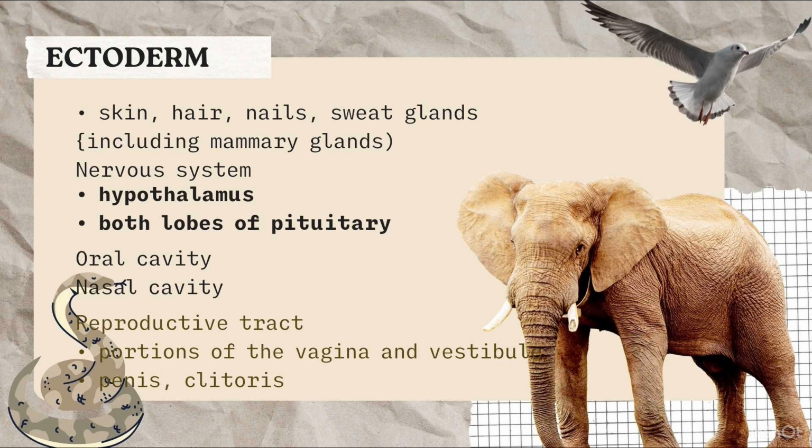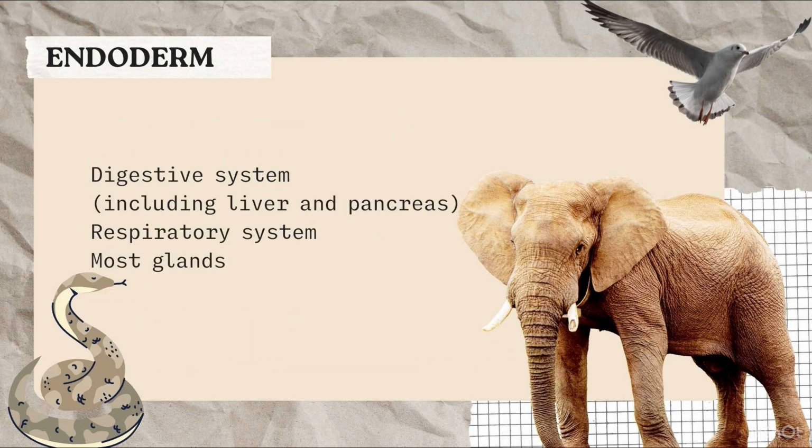For the nervous system, we have the hypothalamus, both lobes of the pituitary, oral cavity, nasal cavity, and for the reproductive tract, we have the portions of the vagina and vestibule, penis, and clitoris. For the endoderm, we have the digestive system including liver and pancreas, respiratory system, and most glands.